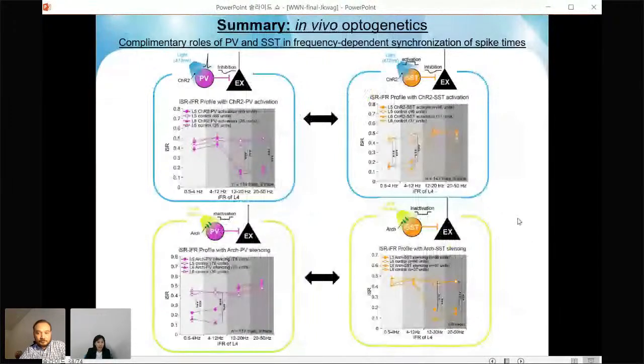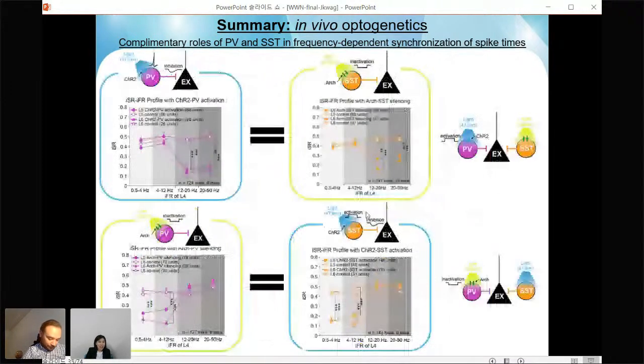So far we have this experimental data showing that activation of PV gates high and activation of SST gates low firing rate spike timing synchronization, whereas inactivation of PV promotes high firing rate spike time synchronization, and SST inactivation promotes low firing rate spike time synchronization. So these two have very complementary roles in gating this synchronization of spike timing. But now, if you look at these two together, they're the same. And if you look at these two iSR-IFR profiles, they are the same as well.